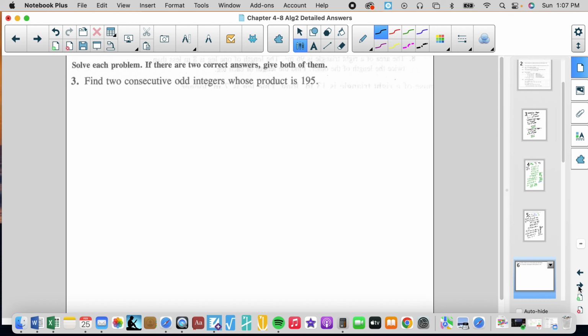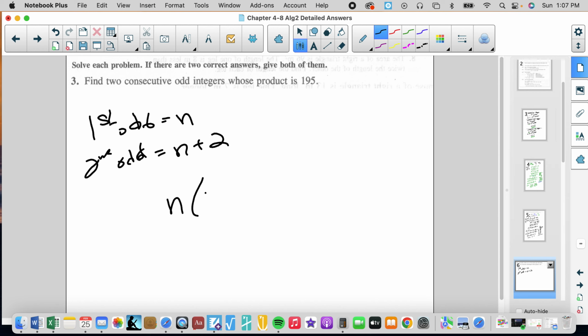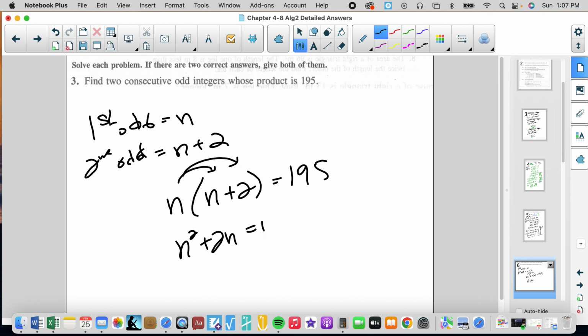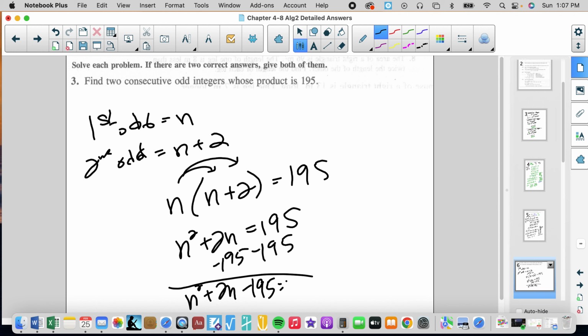Find two consecutive odd integers. So first odd is going to be n. Second odd is going to be n plus 2, whose product is 195. I like that. n times (n plus 2) equals 195. So we will simplify by distributing. And now we're going to set it equal to 0. n squared plus 2n minus 195 equals 0.